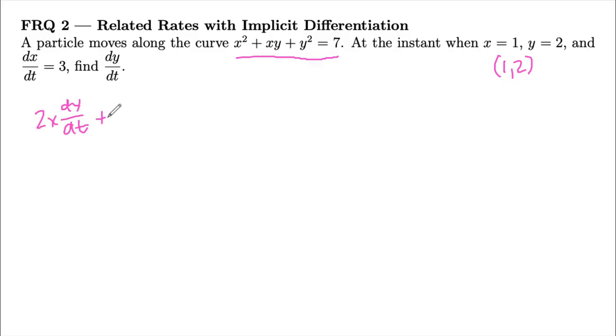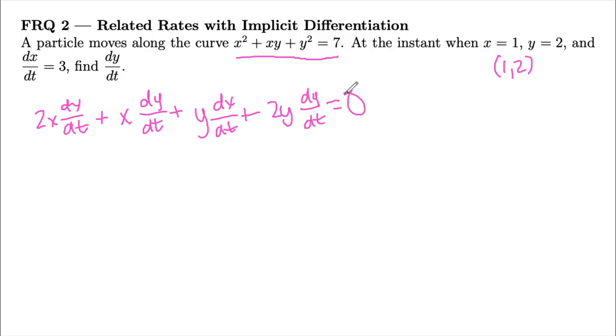Now next we have xy. Again, we have to use the product rule. So it's the first times the derivative of the second, but since we're differentiating with respect to t, this is now dy/dt. So plus the second times the derivative of the first, which is now dx/dt. And then plus the derivative of y squared, which is just 2y dy/dt. And then the derivative of our constant 7 is still just 0.